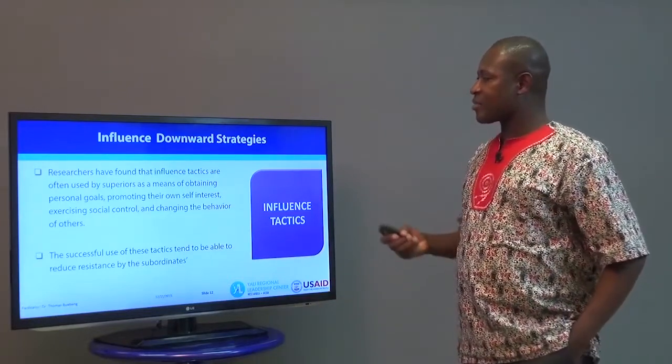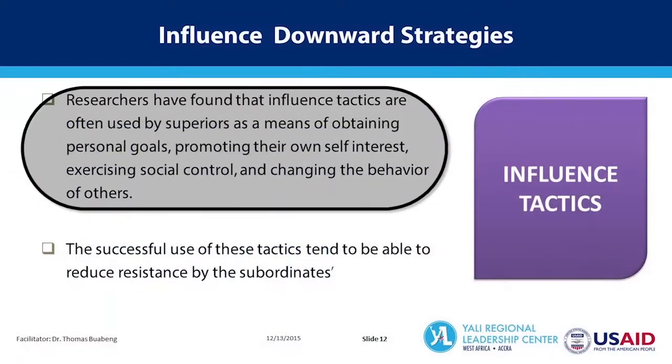It has been established that in most cases, superiors and the people at the top tend to influence those below more than those below trying to influence those at the top. And they do so for what reason? Sometimes personal goals, that have nothing to do with the organization. Because they are at the top, they use influencing tactics to achieve that. Sometimes, as I said, self-interest. Sometimes as a way of social control, and sometimes as a way of positively trying to change behavior.